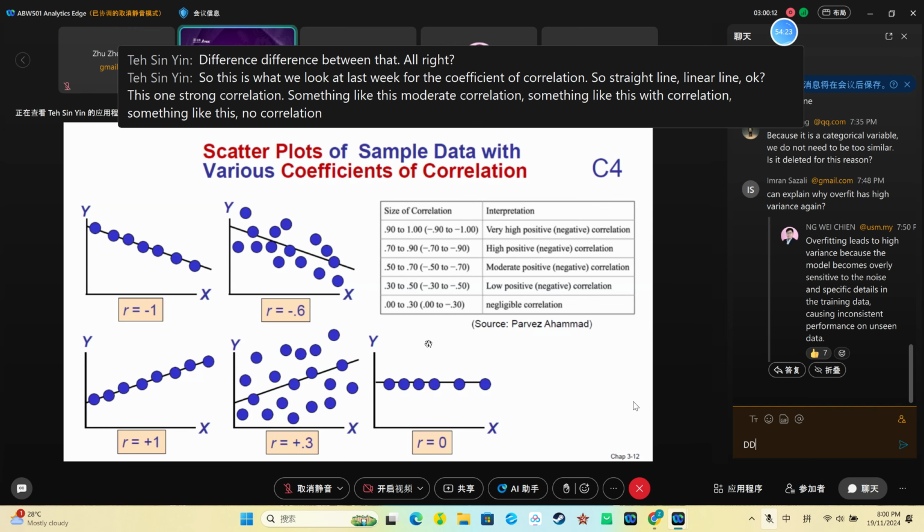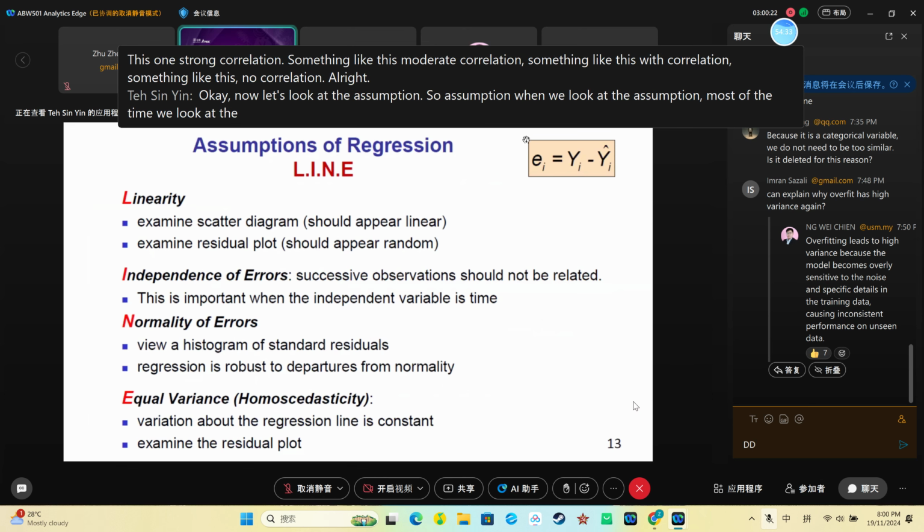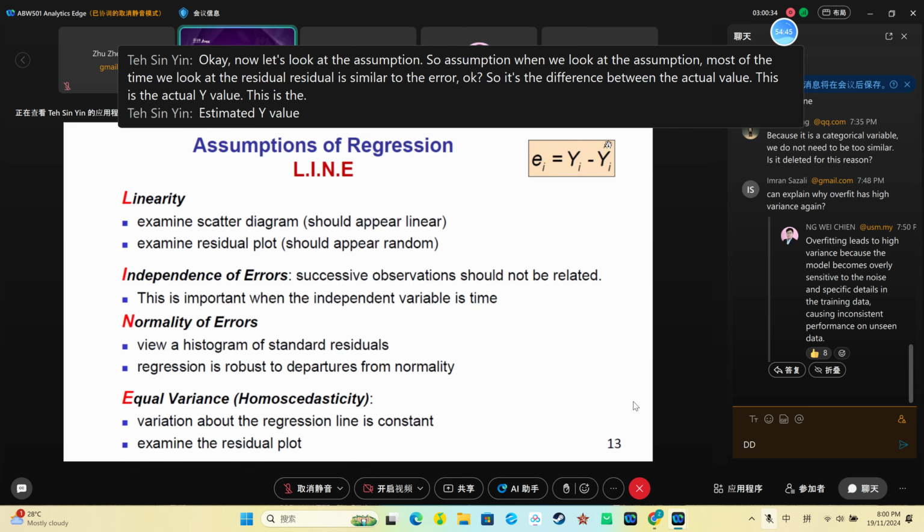All right. Okay, now let's look at the assumption. So when we look at the assumption, most of the time we look at the residual. Residual is similar to the error. Okay, so it is the difference between the actual value, this is the actual y value, and this is the estimated y value. The one with the cap on top of it is the estimated value.